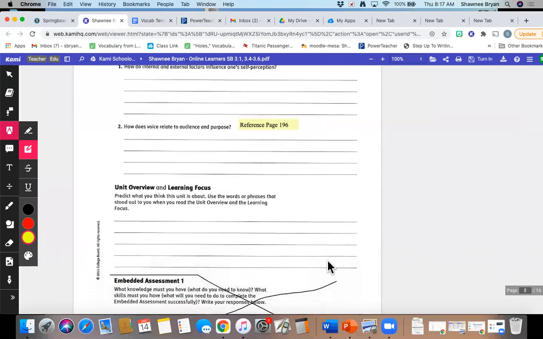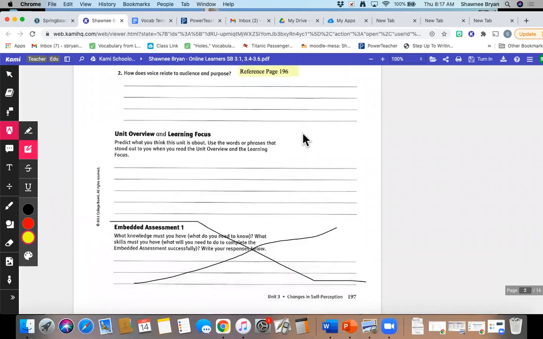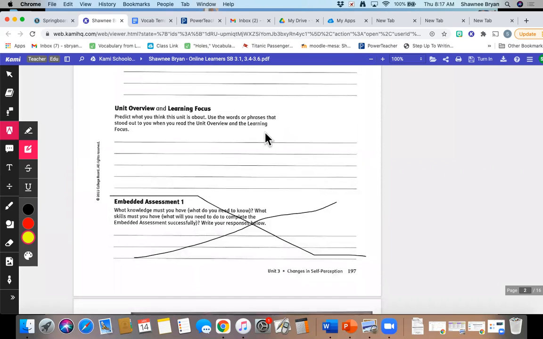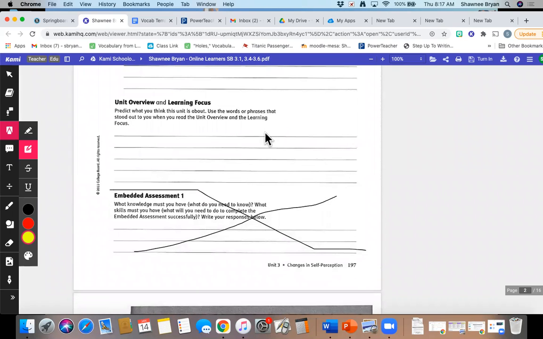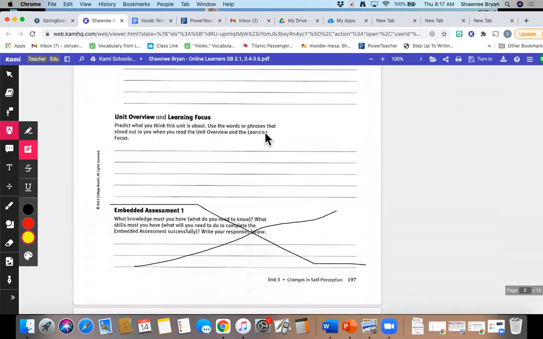Question 2 says, how does voice relate to audience and purpose? This is specifically talked about on the previous page, 196, the learning focus. And the last question here, predict what you think the unit is about. Use the words or phrases that stood out to you when you read the unit overview and the learning focus. So what do you think we are going to be covering within this specific unit? That is going to end Monday's portion of the Springboard.